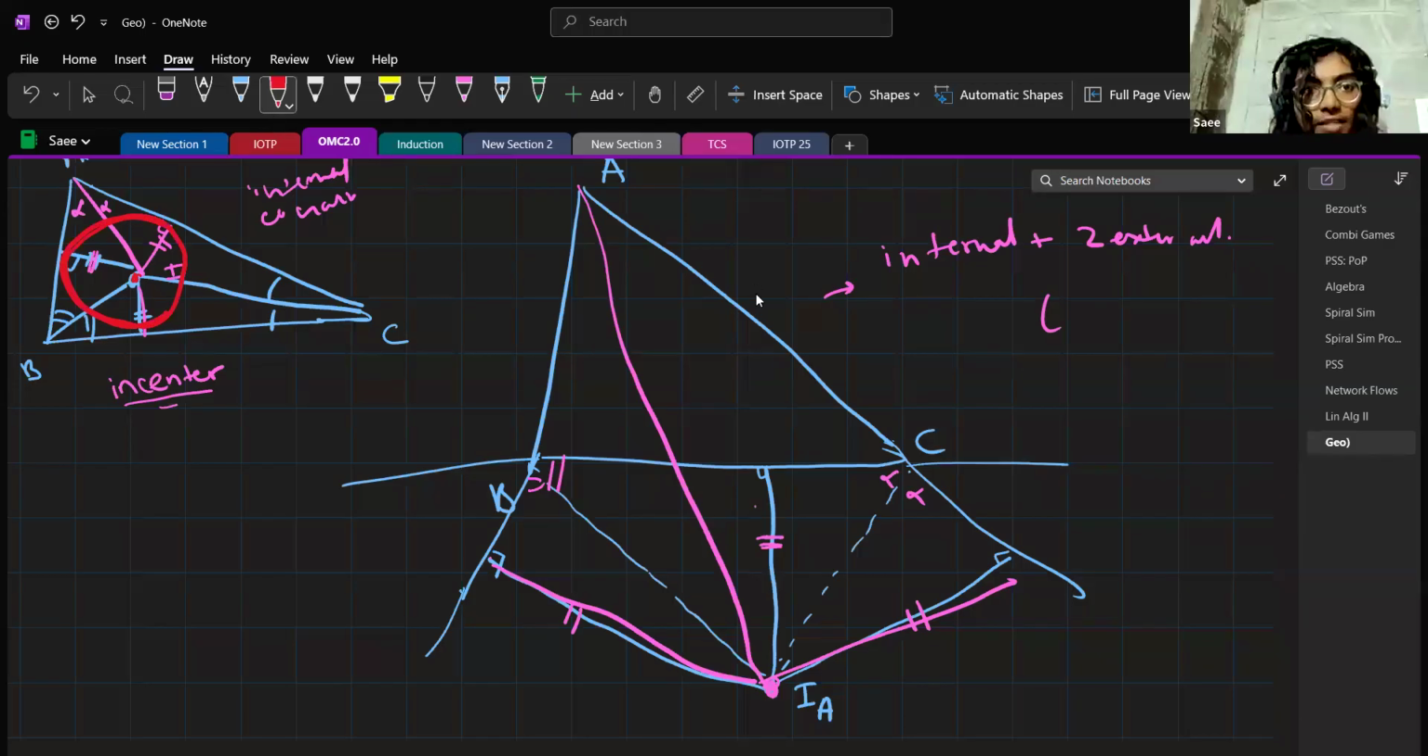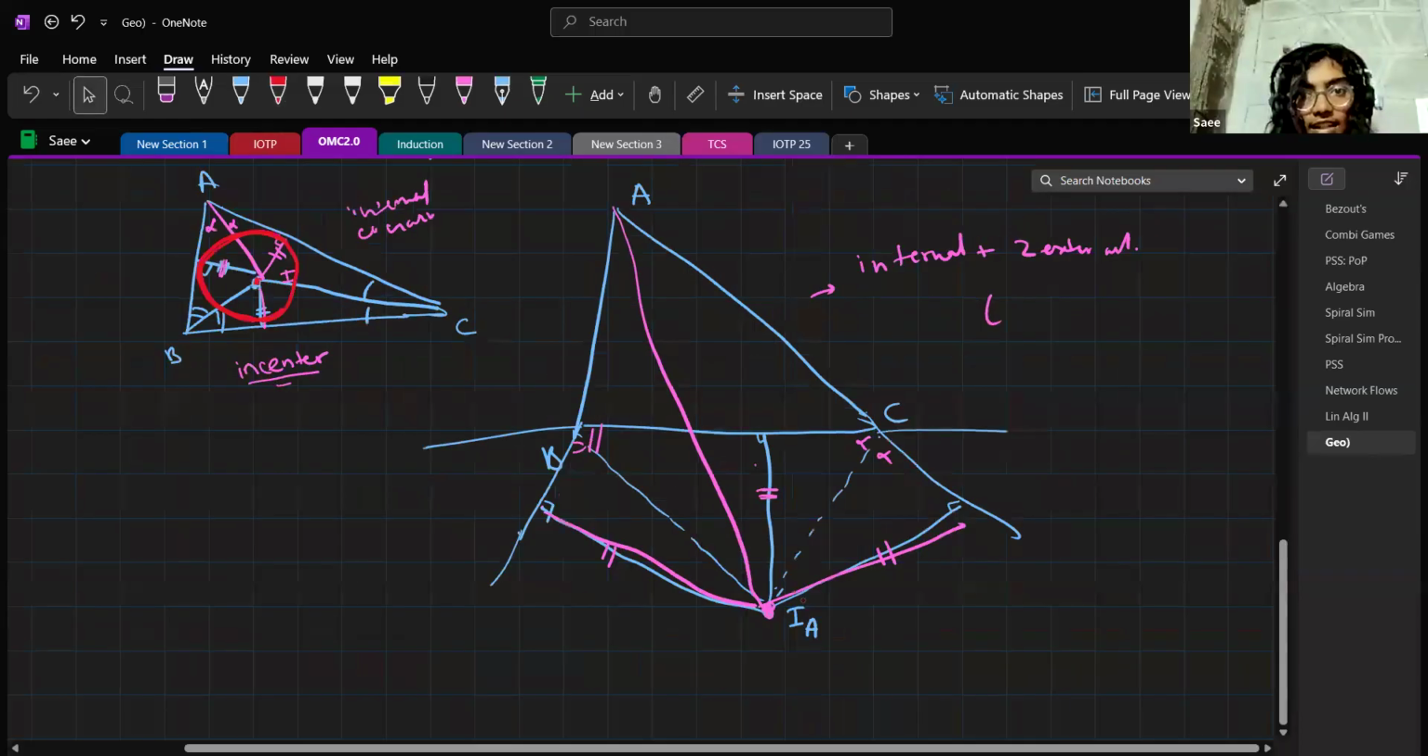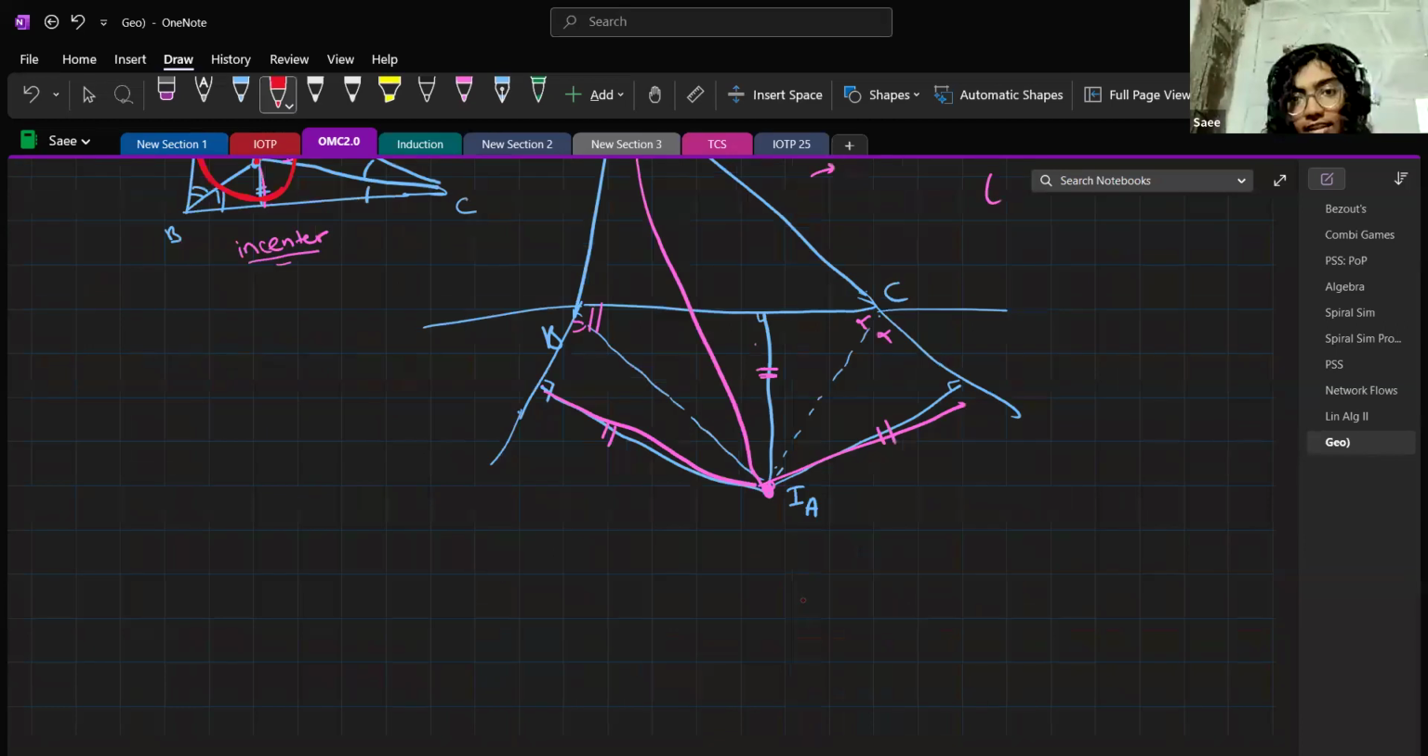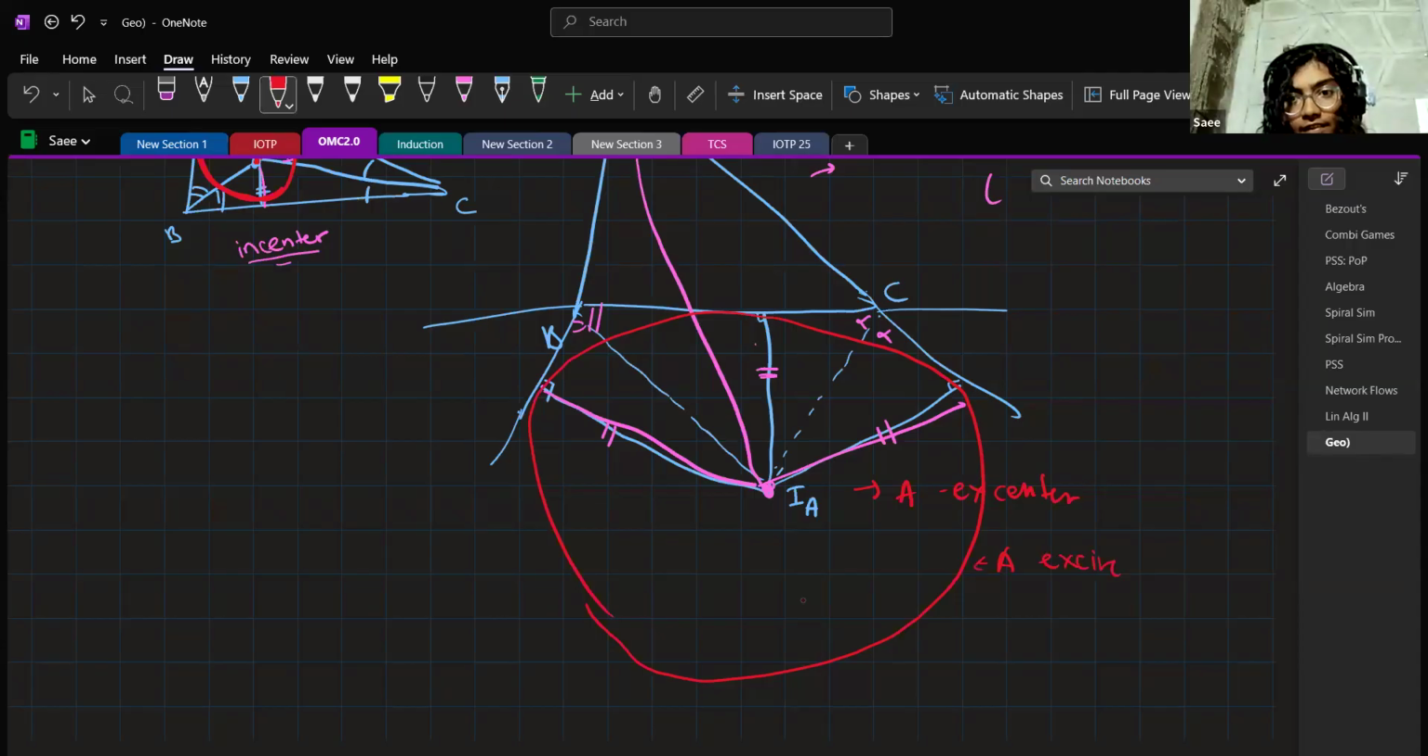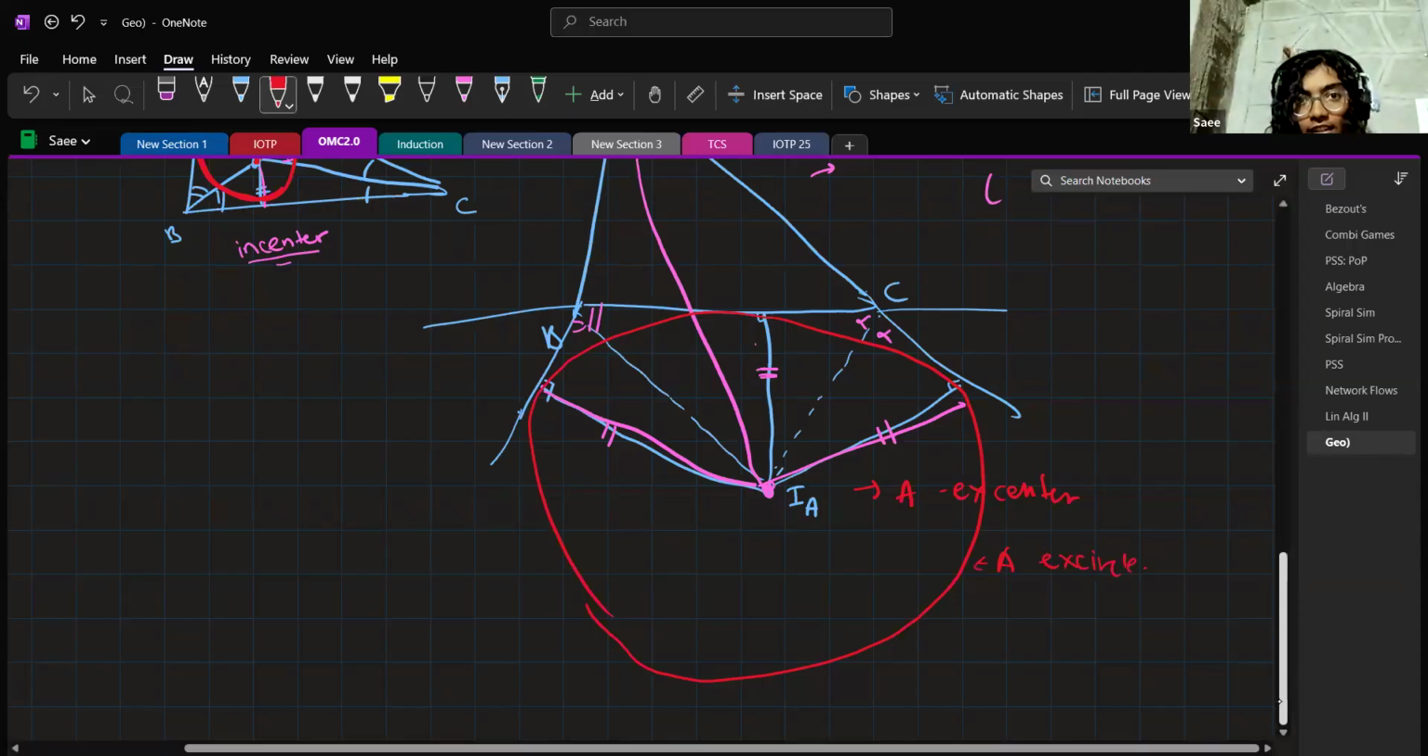In fact, you can do something similar over here with IA as the center. This is called the excenter. If you make this circle, we will assume for the purpose of this class that this is a circle, the circle is also going to be tangent to all three sides. This is called the A excircle. Please feel free to speak up if there are any questions.